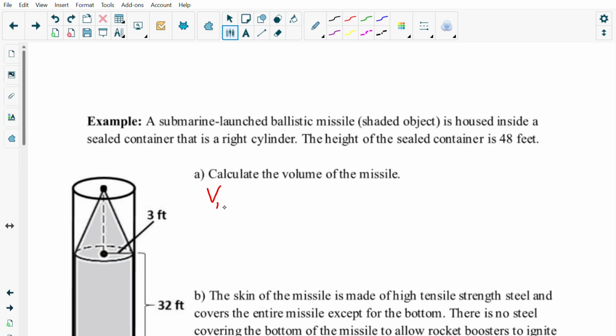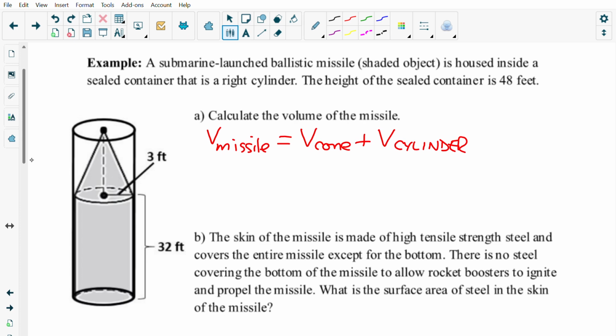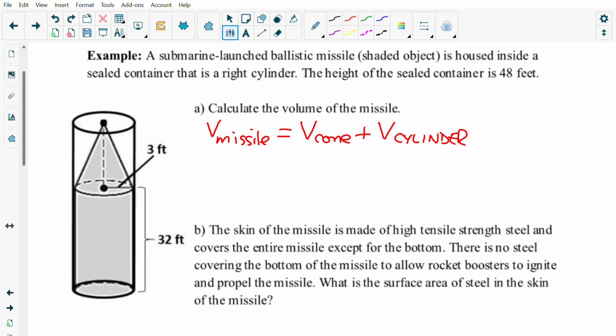So looking at my components, the missile, this is the shaded part. I see a cone, so the volume of the cone plus the volume of the cylinder. So let's pick off those values here. For the volume of a cone, I have my radius. We said the total height is 48 feet, so we need to do a few things here. 48 feet. So the height of this cone, therefore, would be the vertical height, 48 minus 32, and that is 16 feet. Okay, so I've got everything I need for the volume of the cone.